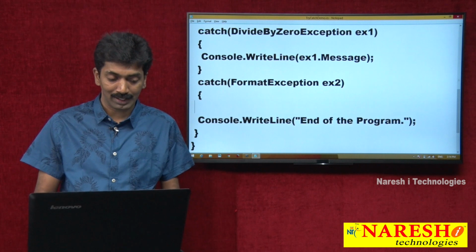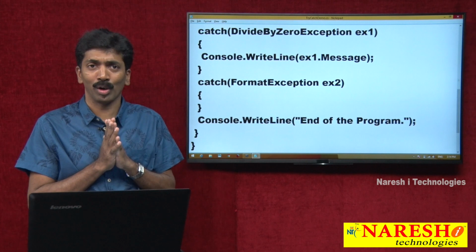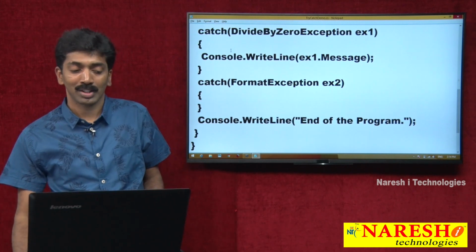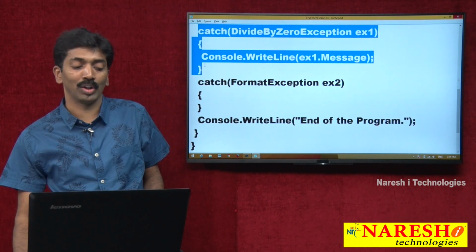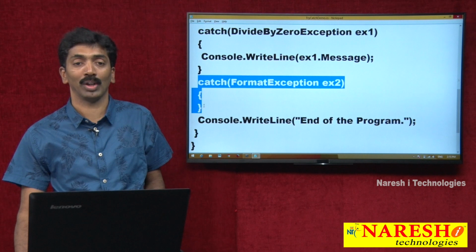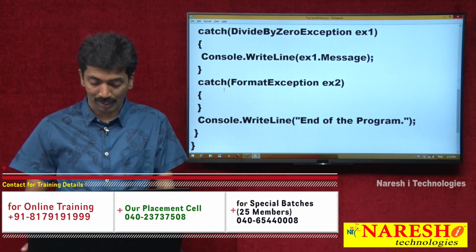So we have a second catch block now. If the first fielder cannot catch the ball, the second fielder is trying to catch the ball. Exactly the same thing. The first catch block will try to catch it. If it cannot catch, then the second catch block will catch it. So I'm again going to write the code inside.